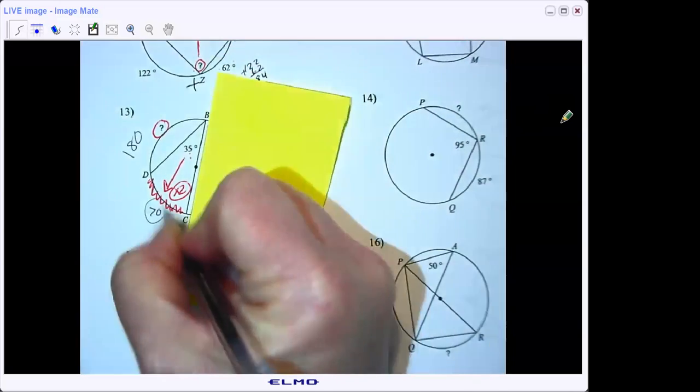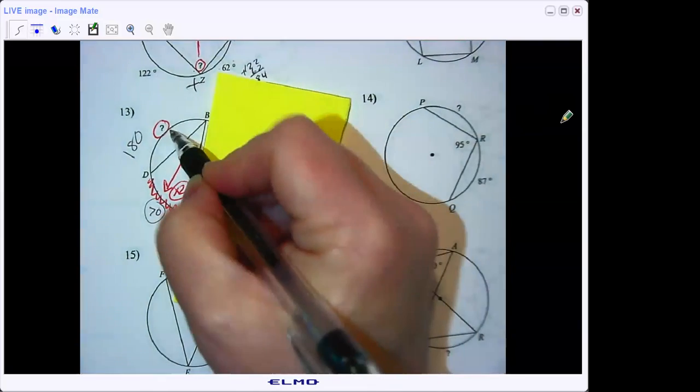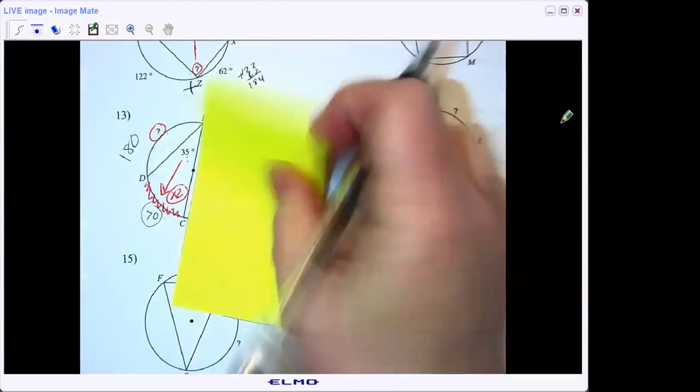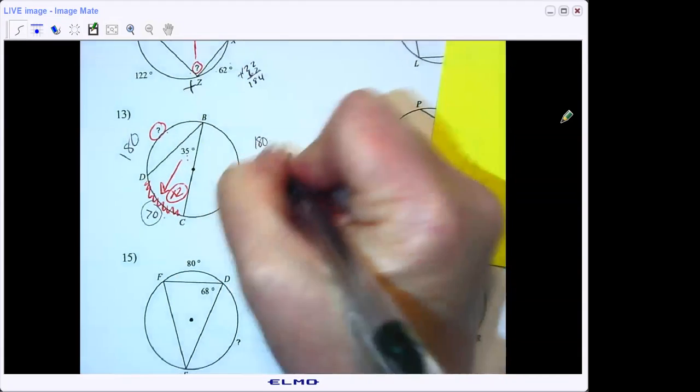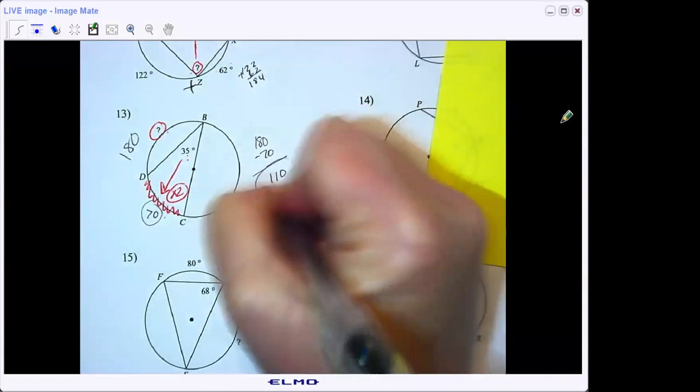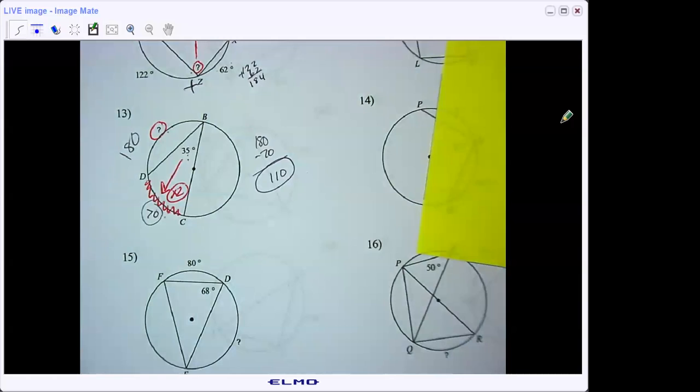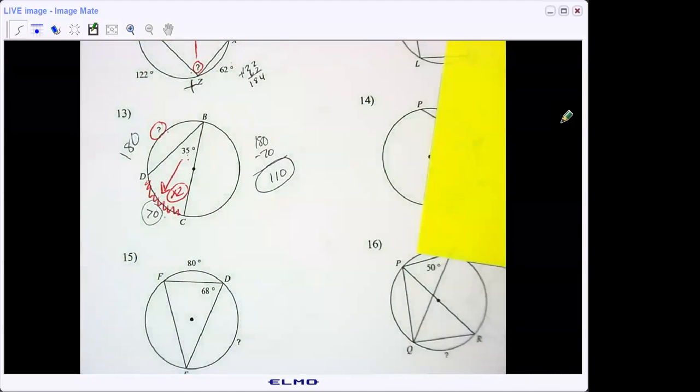So if I take off this part, I'll have my leftover arc over here. So it's going to be 180 minus 70 to get our 110. Okay, so great. Awesome. Thank you. We're going to get to 15 and 16 very quickly here. 15 is coming up right now.